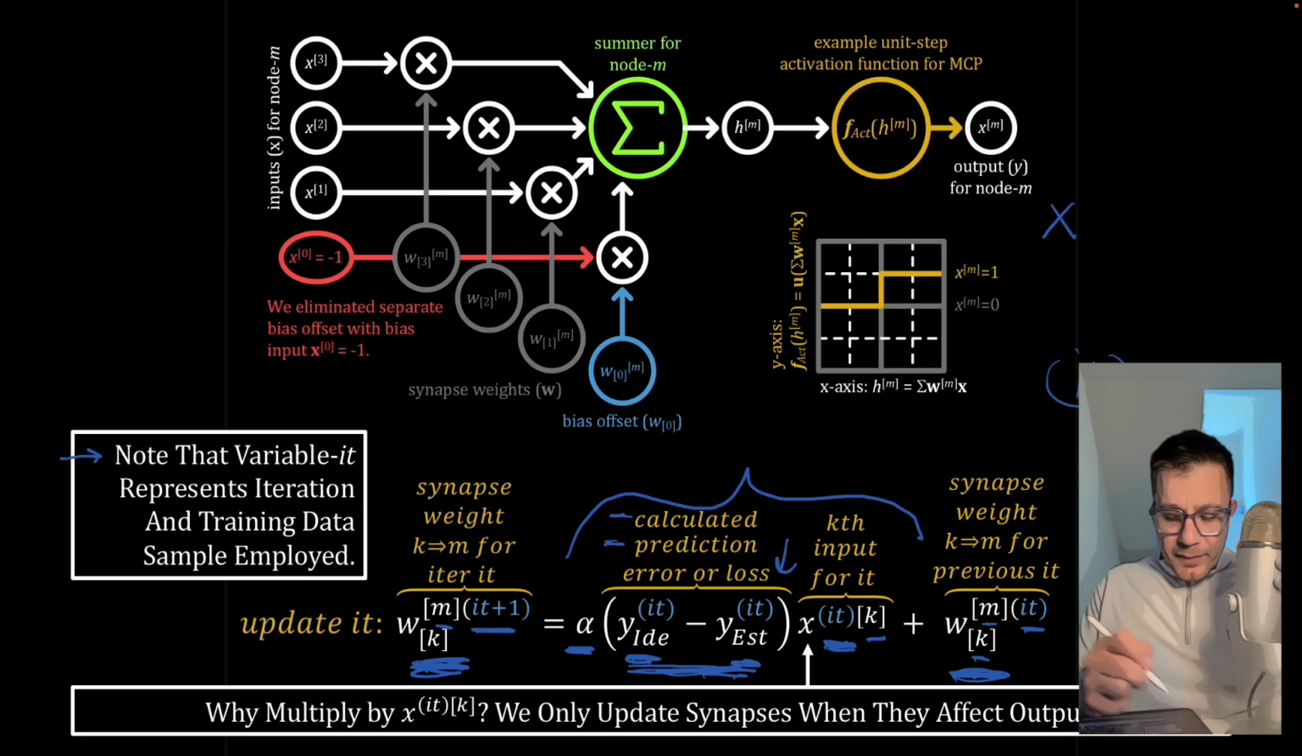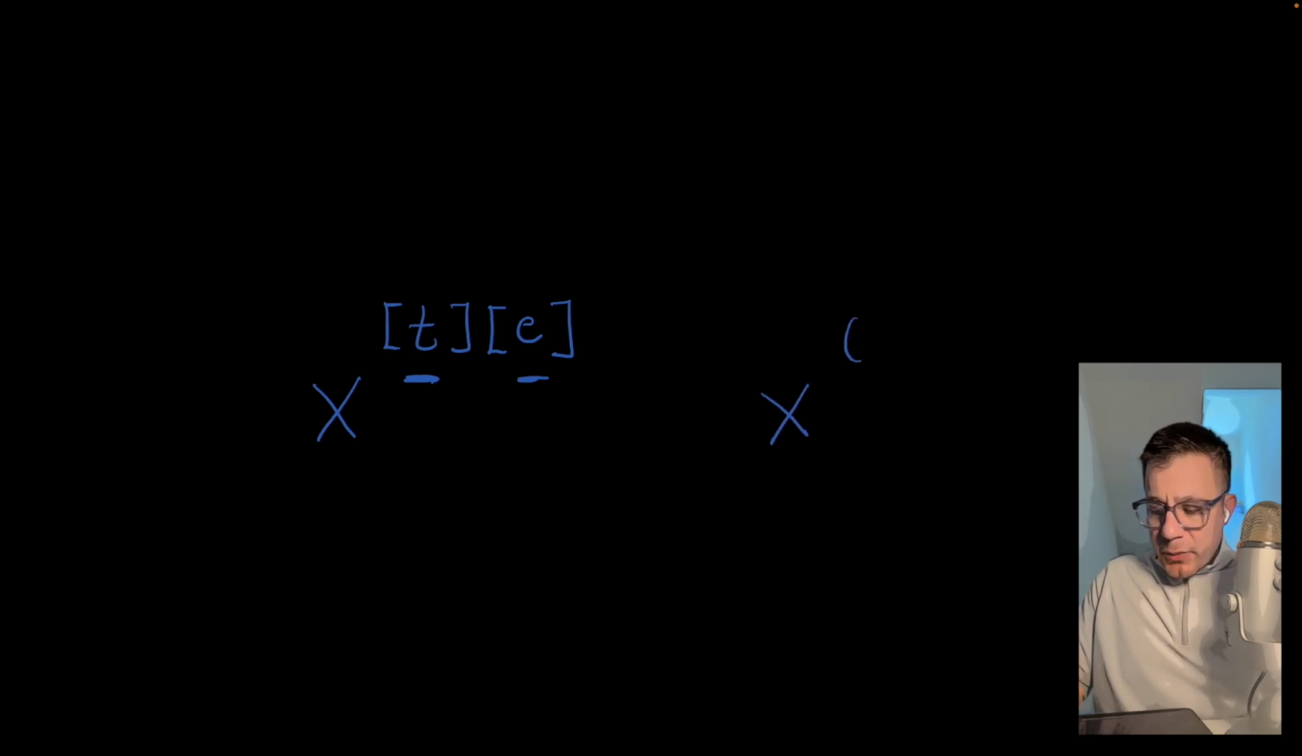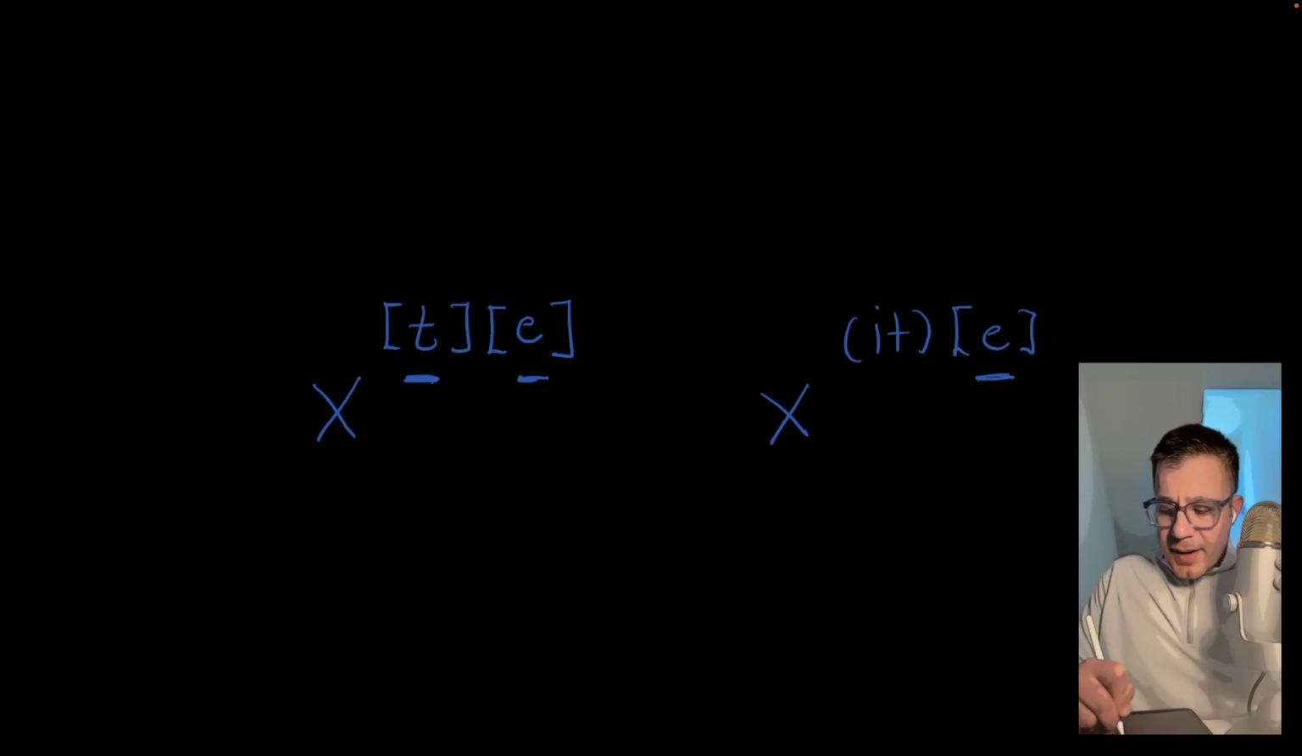Now, note that the variable it represents the iteration and the training data sample. If you remember previously, we had referred to inputs in this way. Let's say we have an input for a training sample, which I'll call t, and we have an element e, right? So this told us what training sample we were working with and what element of that training sample, right? That's for the logistic regression module. In this module, we're doing things a little bit differently. We're defining in terms of an iteration as well as an element.